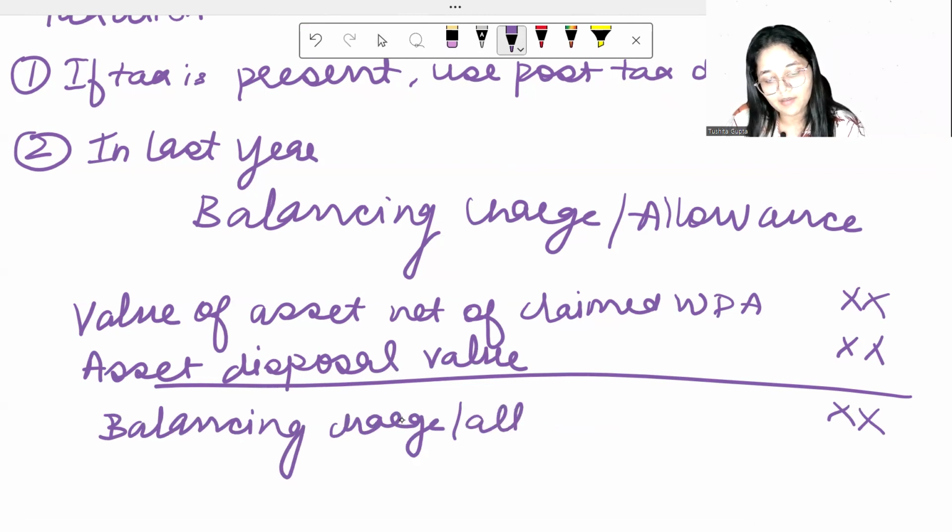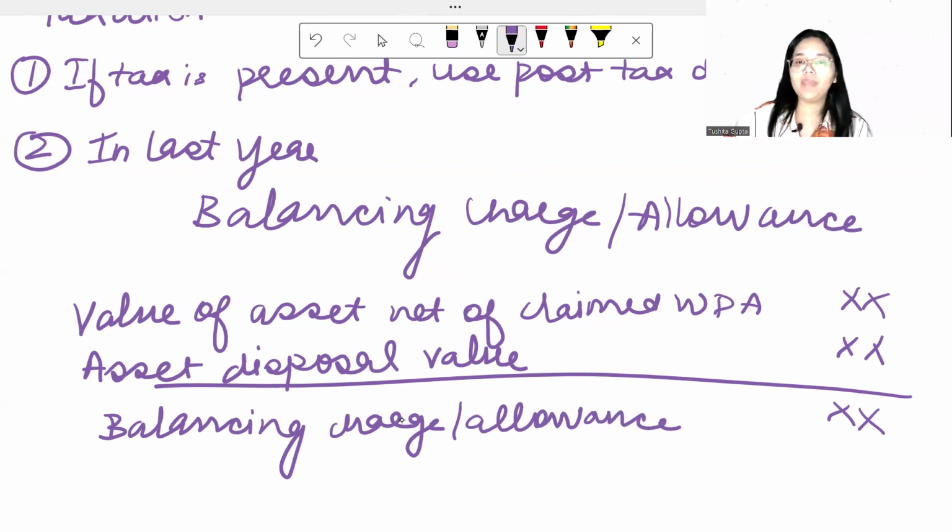Let's suppose you're making a loss, so the tax authorities are going to give you an allowance. And if you're making any profits, that means according to your books the value is less, but on disposal you're getting a higher value, then you have to pay a balancing charge on your asset. So these are all of the adjustments which can be there in your NPV. This is entire chapter 5.